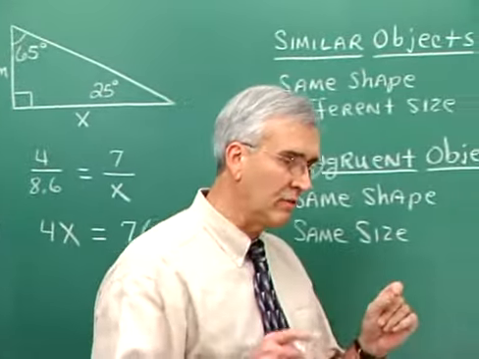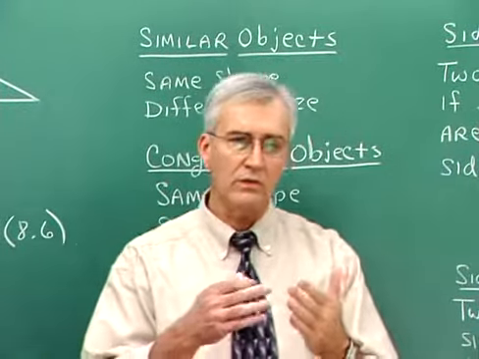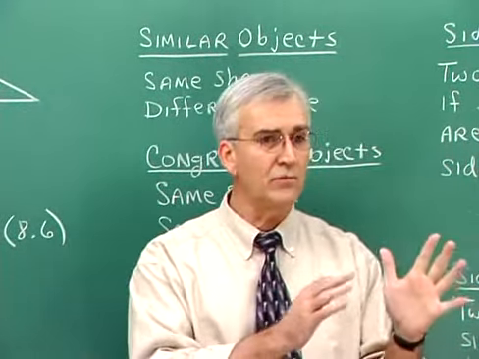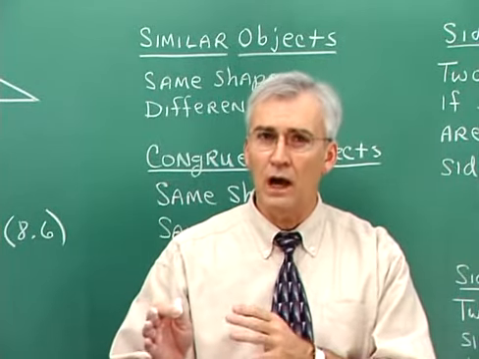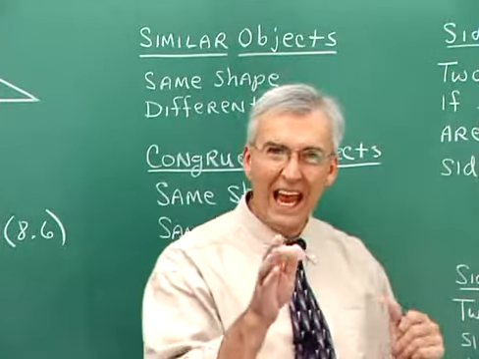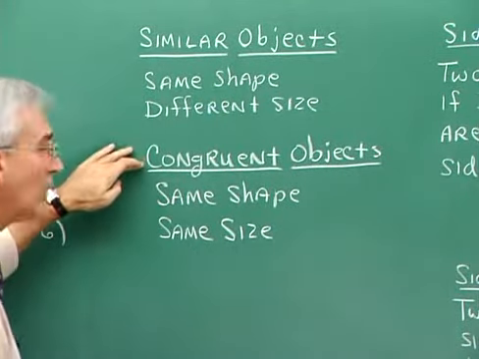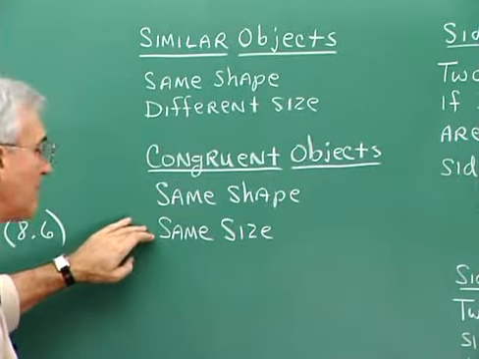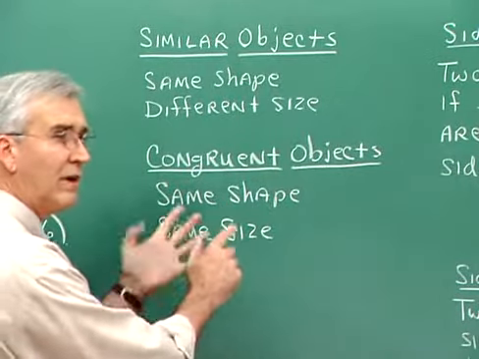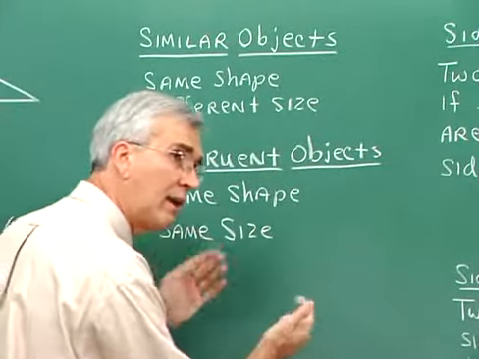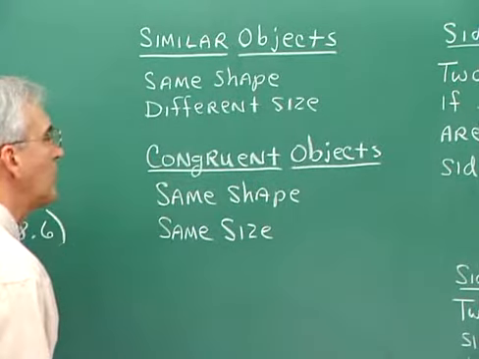Another kind of relationship between objects is this: we talked about similar objects as being the same shape but different in size. Congruent objects, though, have the same shape and the same size. So similar objects, same shape, different size. Congruence means same shape, same size. It's kind of like one of these can fit on top of another, if we're talking about plane figures like triangles and such. So one triangle can fit exactly onto another one.